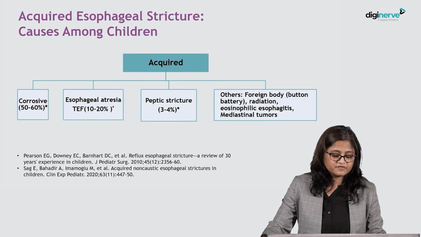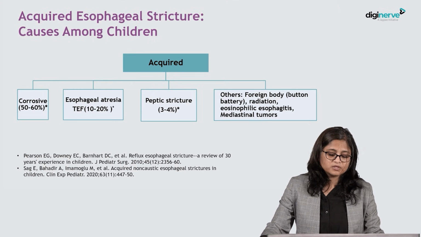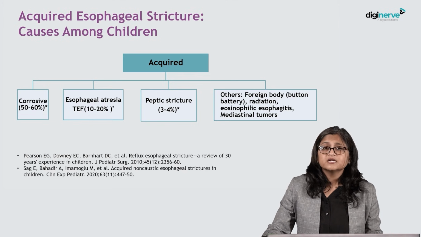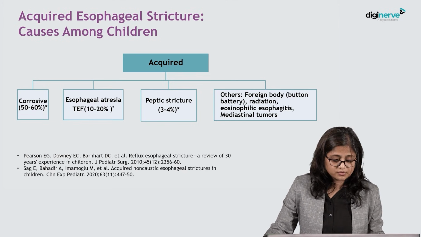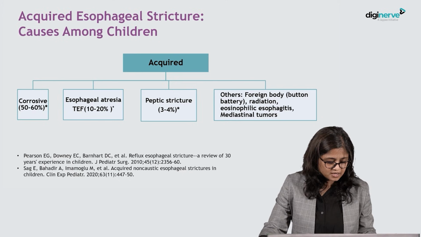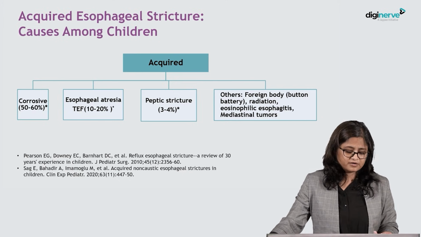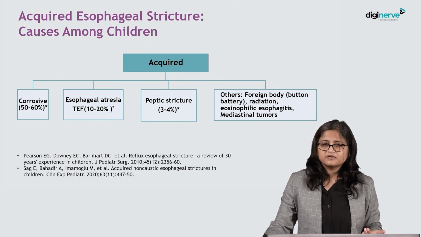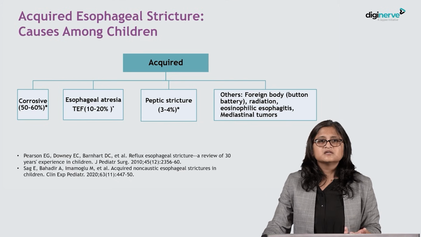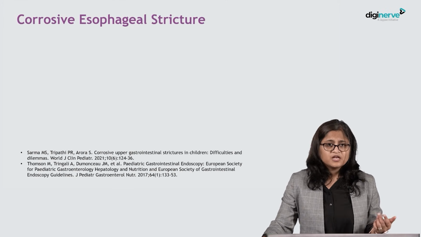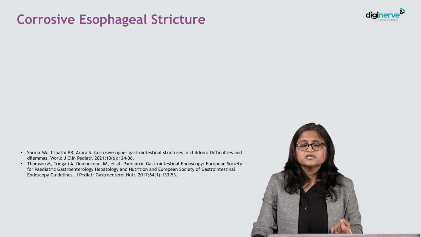Here again, I have tabulated the acquired causes of esophageal stricture, which is the most common cause. Congenital causes of esophageal strictures are not so common, and again, these two causes predominate. In the developing countries, we have corrosive ingestion. In the developed countries, esophageal atresia with TEF repair is the most common cause. Now, we'll discuss each etiology in detail.